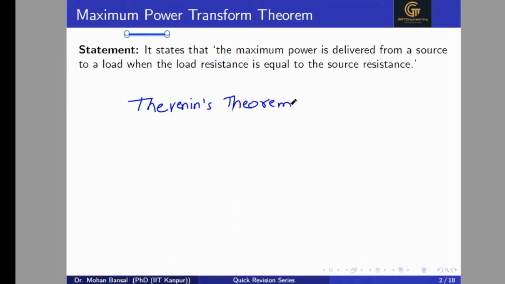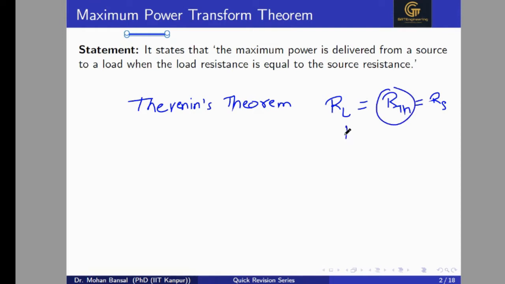So, the statement is that the maximum power is delivered from a source to a load when the load resistance is equal to the source resistance. What does it mean? When we have connected one source, we have to find the source resistance value at which maximum power will be delivered from the source. In such a case, the load resistance will be equal to Thevenin's resistance, or the source resistance. So at the end, you will have to compute RTH to find the value of RL.